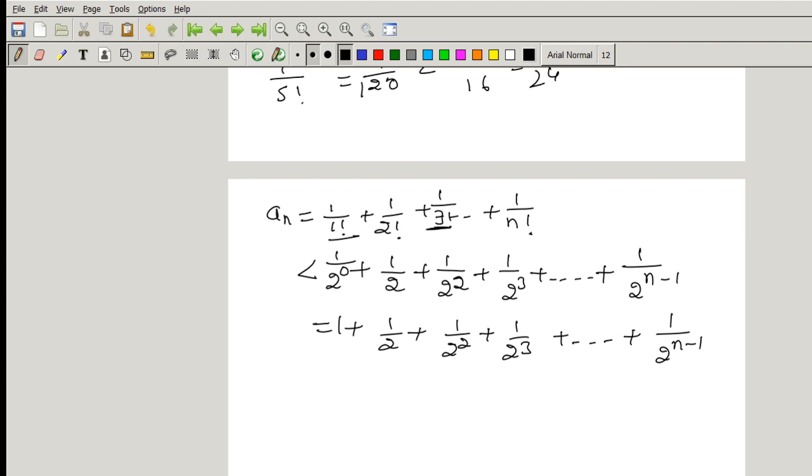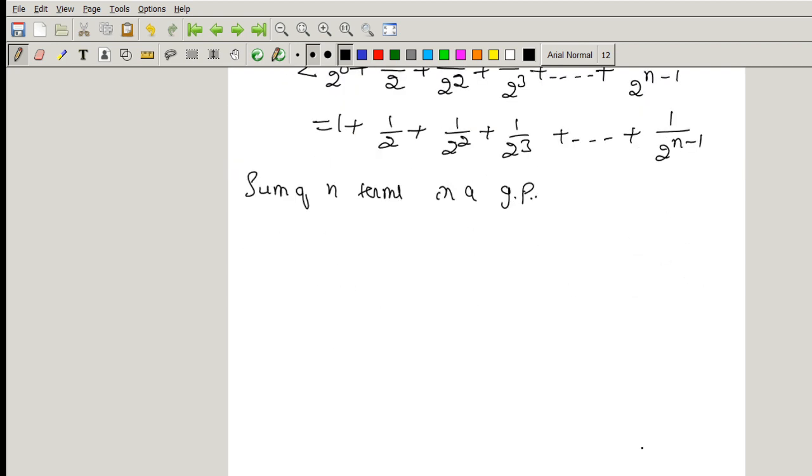There are n terms. Therefore, the sum of n terms in a geometric progression, in a GP. So, the formula to find the sum of n terms in a GP, with common ratio 1 by 2, is nothing but 1 minus r power n divided by 1 minus r.